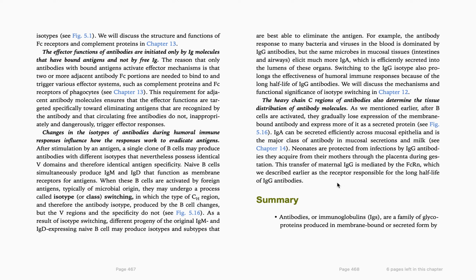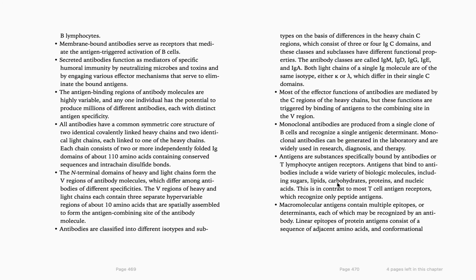Antibodies, or immunoglobulins (Igs), are a family of glycoproteins produced in membrane-bound or secreted form by B lymphocytes. Membrane-bound antibodies serve as receptors that mediate the antigen-triggered activation of B cells. Secreted antibodies function as mediators of specific humoral immunity by neutralizing microbes and toxins and by engaging various effector mechanisms that serve to eliminate the bound antigen.